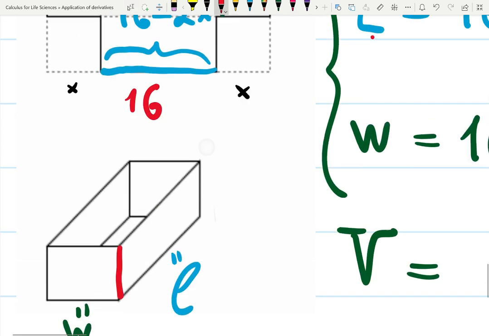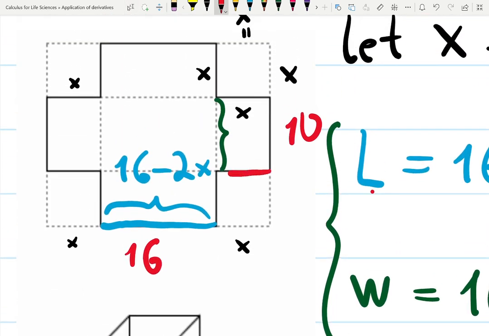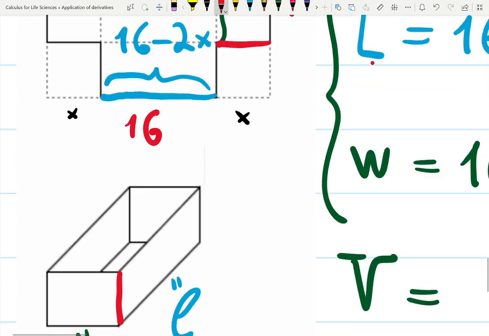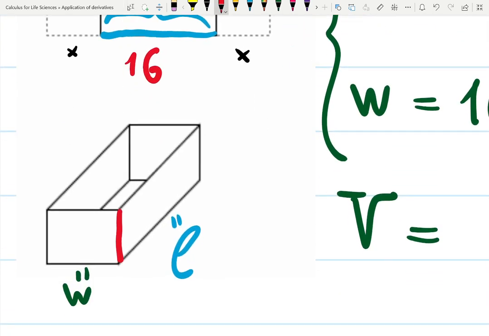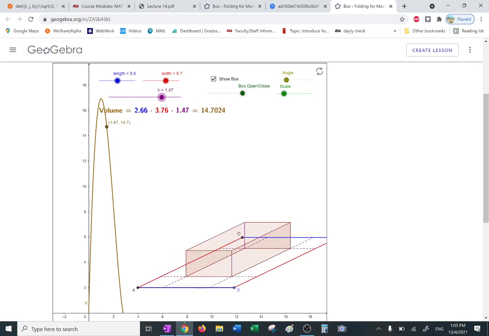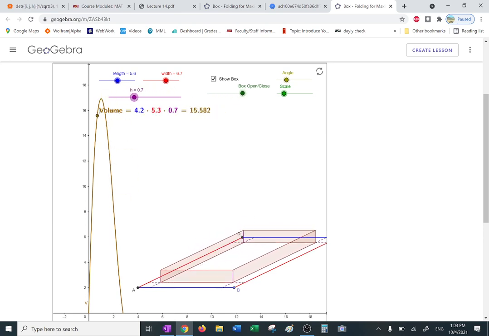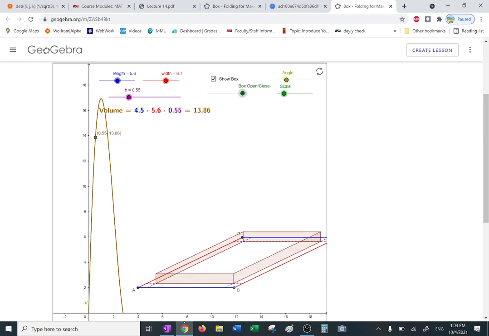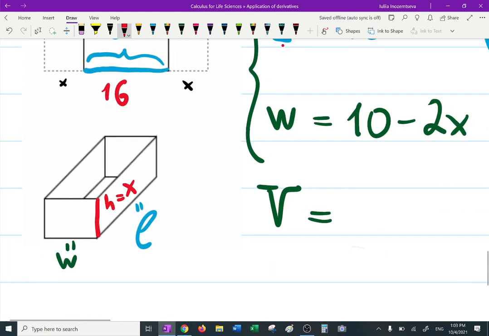Width and length are on the picture. The height of the box will be as high as the size of my cut is. So my height, h, is x. The more I cut off, as you can see from this animation, if I have a 0 cut, it will be flat. If I have a big cut, it will be flat. The more I cut off, the taller the box goes. If I cut just a little bit, then it doesn't go very high. So my cut is my height. Pretty cool, right?